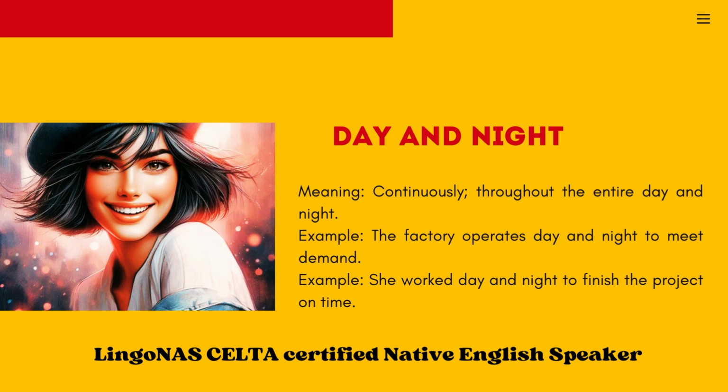I'm pretty sure you've heard this one before. It's used very often. So what does day and night mean? Continuously. Excellent. Throughout the entire day and night. So the factory operates day and night to meet demand. McDonald's is open day and night. She worked day and night to finish the project on time.